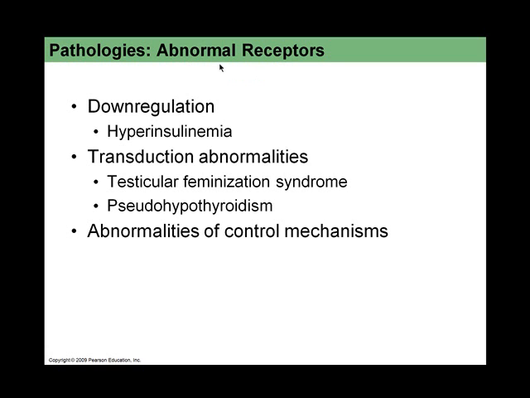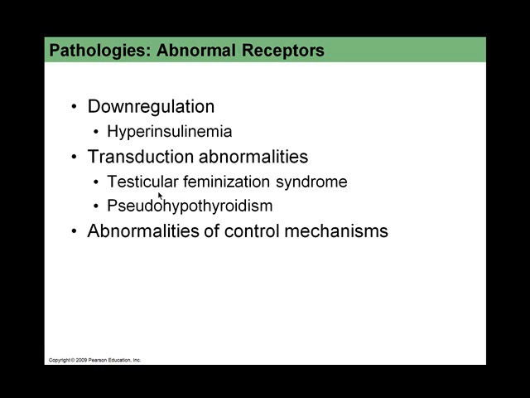So the pathologies also can be related to abnormal receptors where they're downregulated, such as in hyperinsulinemia. So you're not getting the cellular response for the skeletal muscle and the liver to act like glucose sponges and pull the glucose out of the blood. So the pancreas is experiencing this really high level of glucose and just keeps pumping out insulin, right? So you've downregulated the receptors at the liver and the skeletal muscle. The pancreas is just saying, here's more insulin. Get rid of the glucose.